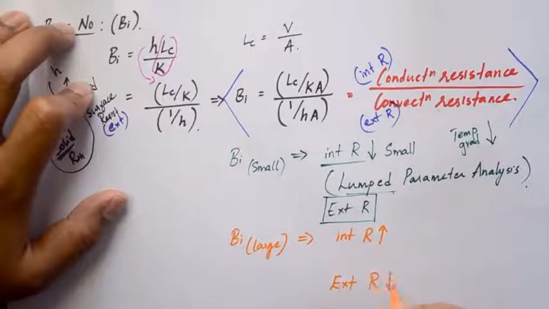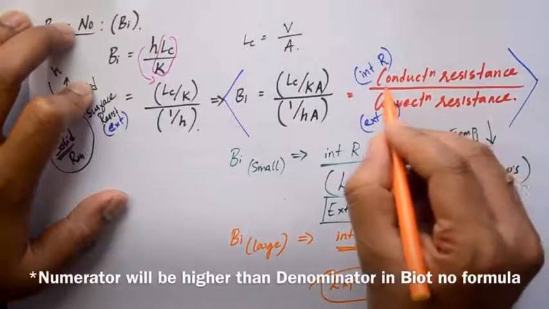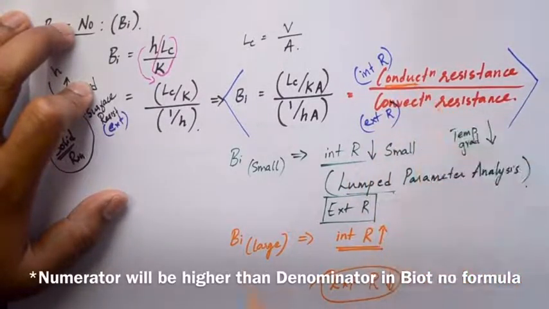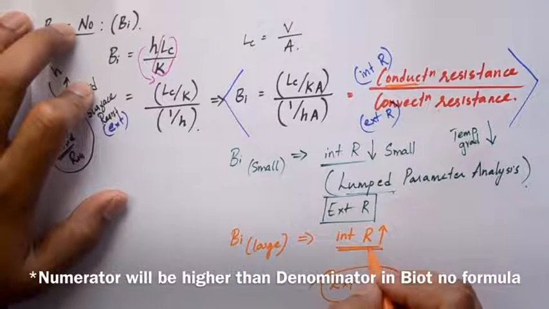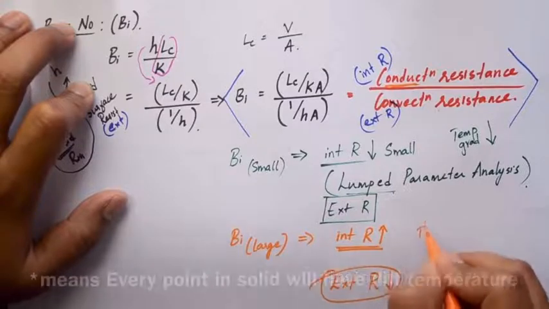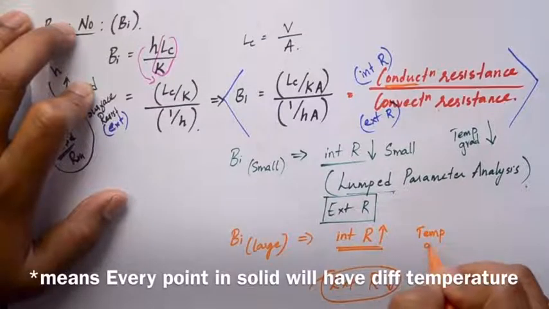So Biot number becomes large when the internal resistance takes over the external resistance. So external resistance will be very small when compared to the internal resistance. Internal resistance happens due to conduction. So when Biot number becomes large, the internal resistance also increases. When internal resistance increases, the temperature gradient will also increase.